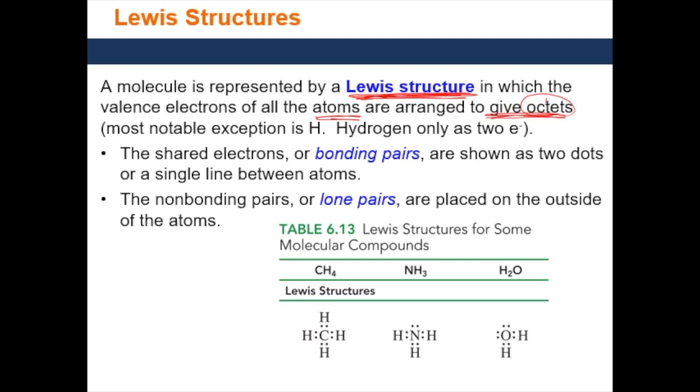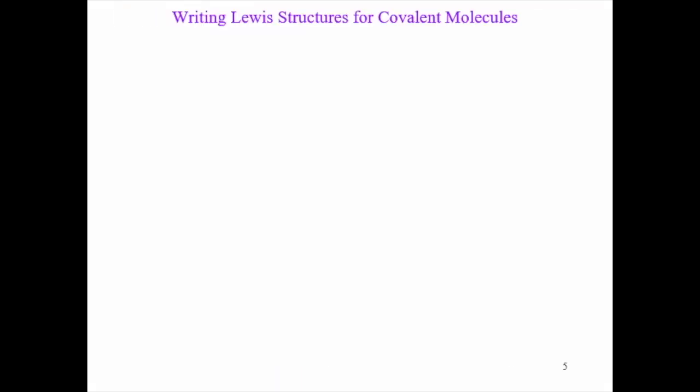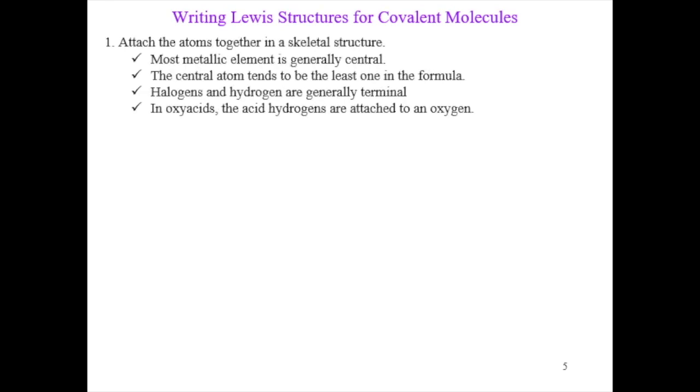Let's actually draw a Lewis structure. So let's see what the rules are whenever we draw a Lewis structure. Here are some of the rules. The first thing you do is write the formula of the compound given to you. Then you attach the atoms together in a skeletal structure. What do I mean by that? For instance, let's say I'm drawing the structure of PCl3.